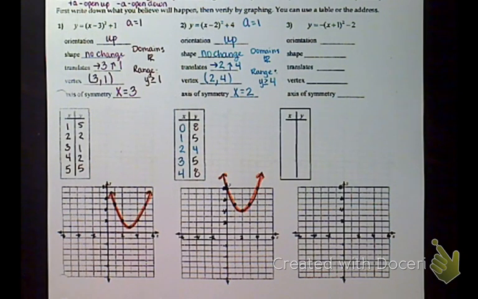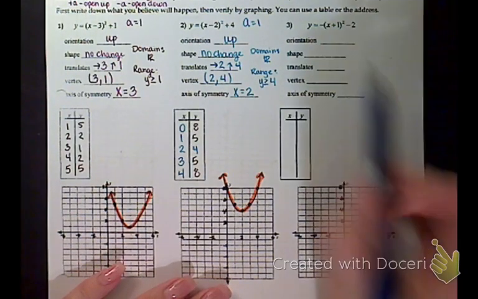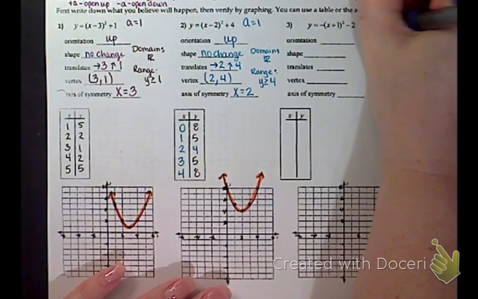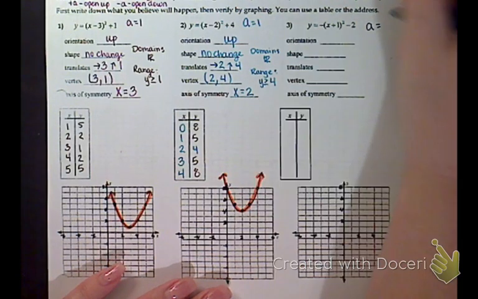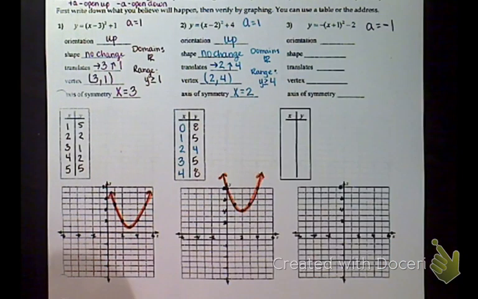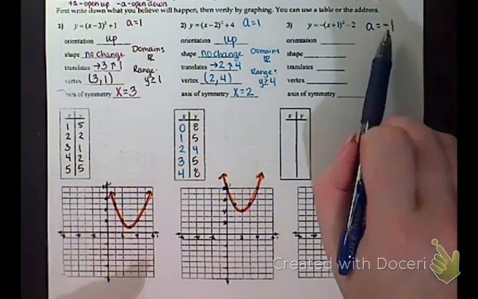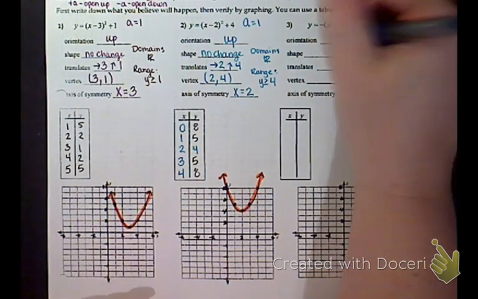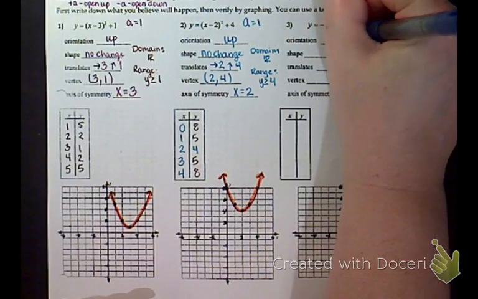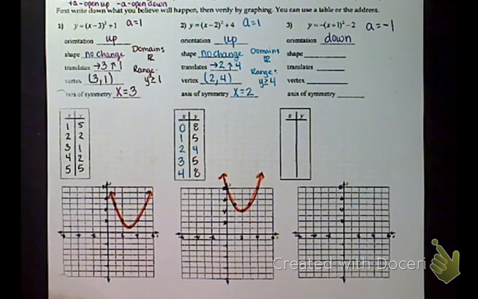number 3 together. All right. So let's identify A. So here A is a negative 1. Okay, A is negative 1. Now, the negative tells me that now my orientation is down. So when I graph this graph, it should face down. If it doesn't, I did something wrong.